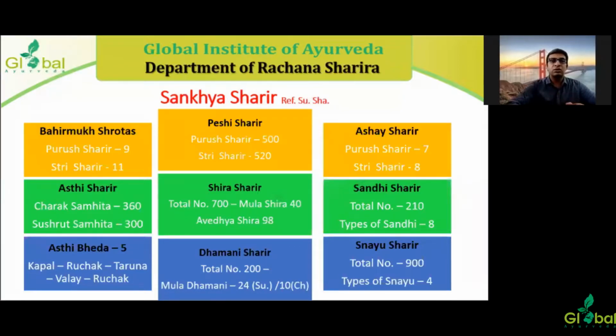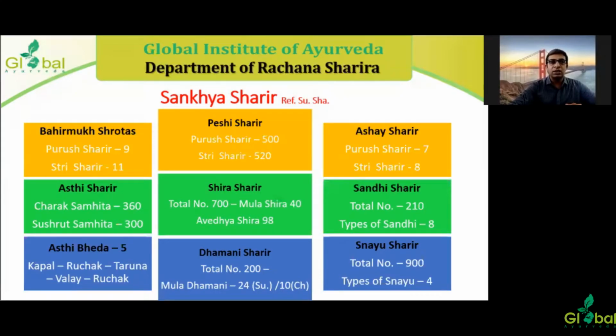Now coming to Srotas. There are two types of Srotas in the body. Among them, 11 are Abhyantar Srotas, which are known as Abhyantar Srotas Yugma, Yogvahi Srotas. They have 11 pairs. And there are Bahirmukh Srotas, which are 9 in number in the male body and 12 in number in the female body.